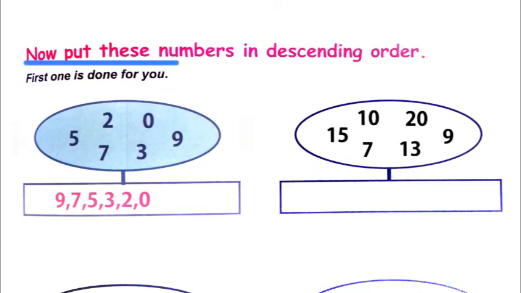Now put these numbers in descending order. Okay. So like I explained to you, descending means from big to small. From the biggest number that they have given us to the smallest number. It is like coming down a staircase.